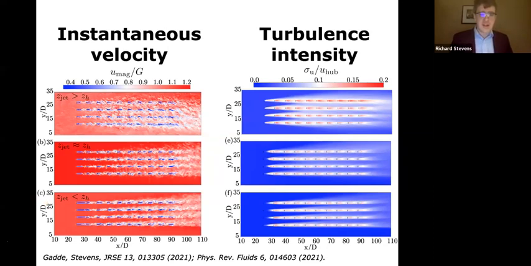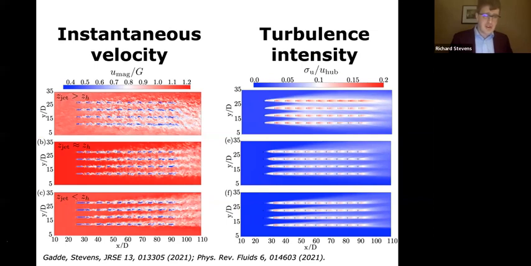But this happens differently if you look at the wind farm. On the left, we have an instantaneous velocity at the hub height for these different cases. The top one is the jet above the hub height plane. The lower panels are jets below the hub height plane, and the right panels here indicate the turbulence intensity.